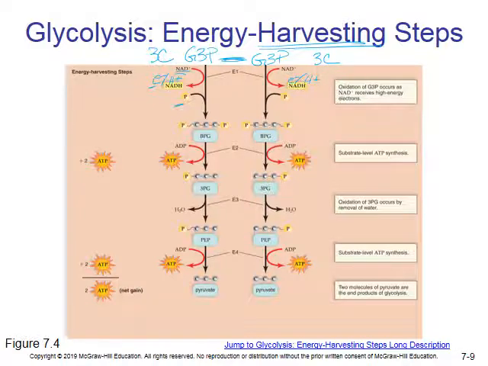We add a phosphate. So now we have this molecule, which is called BPG. And you can see it now has 2 phosphates. Up here with G3P, it just had 1 phosphate. Now ADP is going to come in. ADP is going to form ATP.